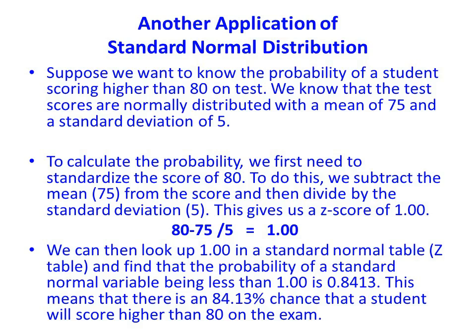We can then look up 1.00 in a standard normal table or Z table and find that the probability of a standard normal variable being less than 1.00 is 0.8413. This means that there is an 84.13% chance that a student will score higher than 80 on the exam.